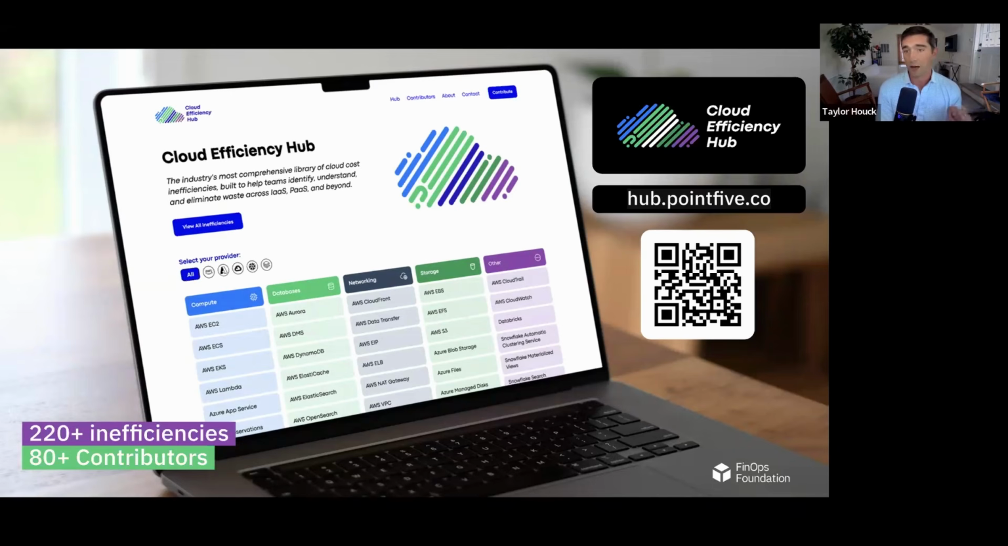And that's why we built the Cloud Efficiency Hub, which is the world's most comprehensive knowledge base of cloud inefficiencies that could exist. Together with over 80 contributors, I've seen many of them in the call today, we've built this knowledge base of 220 plus inefficiencies. I'd encourage you to go and check that out and, once you have the right use case and the right choice of tool to solve that, look at the inefficiencies that exist.